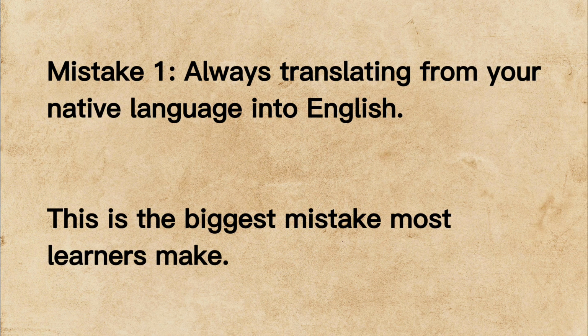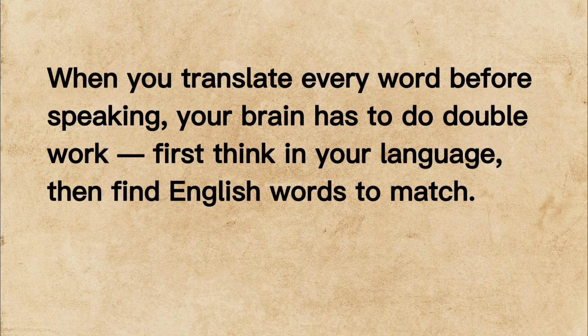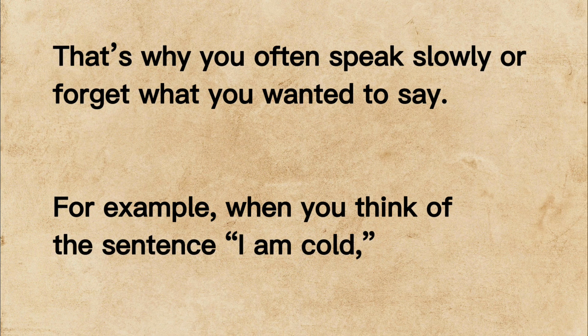Mistake 1. Always translating from your native language into English. This is the biggest mistake most learners make. When you translate every word before speaking, your brain has to do double work. First think in your language, then find English words to match. That's why you often speak slowly or forget what you wanted to say.